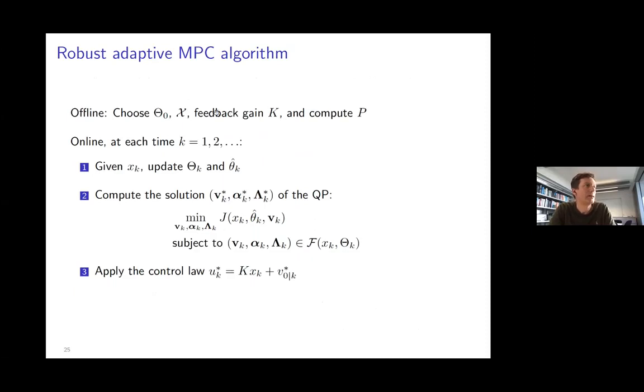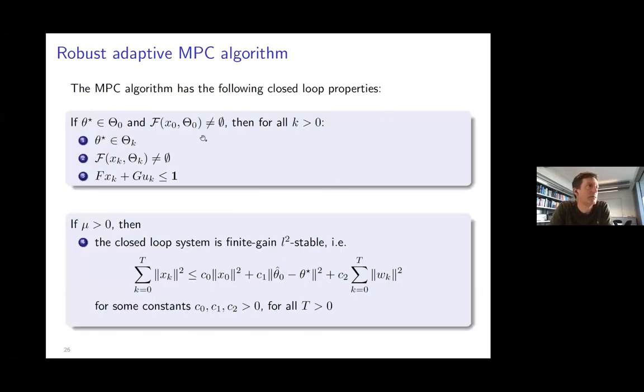Then the online MPC algorithm involves at every time step first updating the parameter estimate, so the set estimate and the point estimate, then solving the MPC optimization, which optimizes this nominal predicted cost subject to the robust constraints. And because of the formulation here with linear system, quadratic cost, linear constraints, this is a QP, a quadratic programming problem. So this has some nice properties.